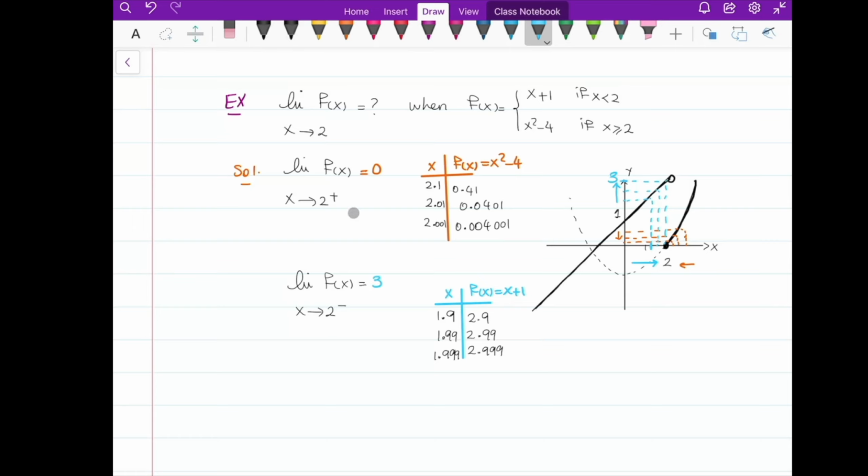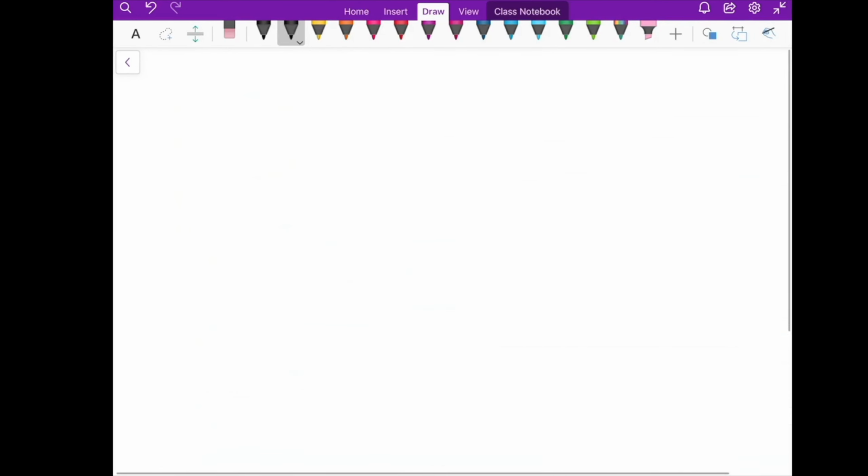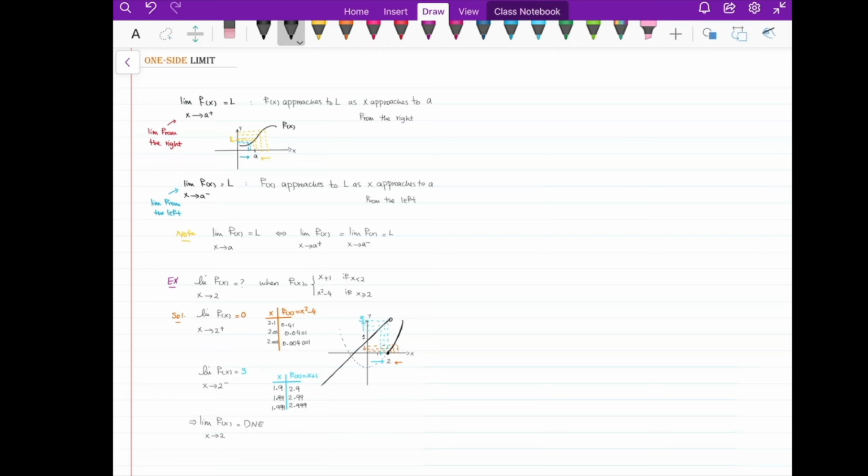As you see, the limit from the right is 0, the limit from the left is 3, and since they are not equal to each other, I can say that the limit of f of x as x goes to 2 does not exist because I don't have a unique L, and this function has a jump as well. Okay, so this is all I wanted to say about one-sided limits.